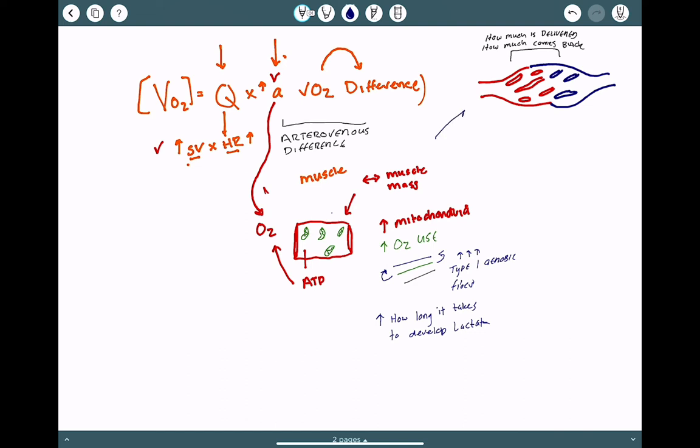Well, if we look at this over here, this is what that AVO2 difference means, right? If I have the red side here, this is a capillary. The red side means this is the oxygenated side. We have oxygen coming through. And if I have the blue side on the other side here, this means it's deoxygenated. That means the oxygen has been dropped off. So when the muscle is better equipped to take in more oxygen, more of that oxygen can now be dropped off, right? So we have more to deliver. When we talk about the AVO2 difference, we're talking about this right here. How much is delivered and how much comes back?